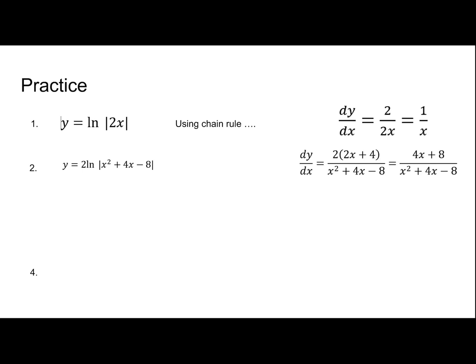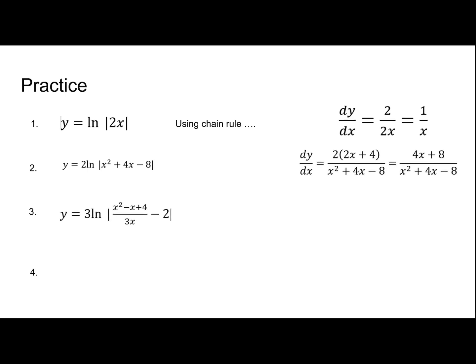Alright, so dy over dx equals the derivative of the inner function, which is x squared plus 4x minus 8. The derivative of that is 2x plus 4, and we'll multiply by the 2 on the outside of the ln. And we need to multiply that by the derivative of ln. The derivative of ln is just 1 over everything inside the ln. So now we have 2 times 2x plus 4 over x squared plus 4x minus 8. And we'll get 4x plus 8 over x squared plus 4x minus 8. That is our final answer.